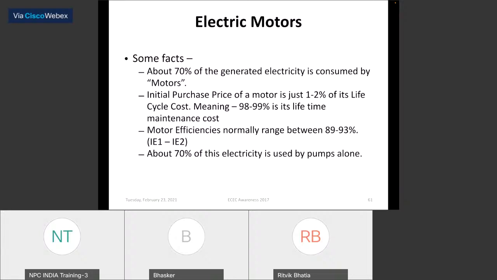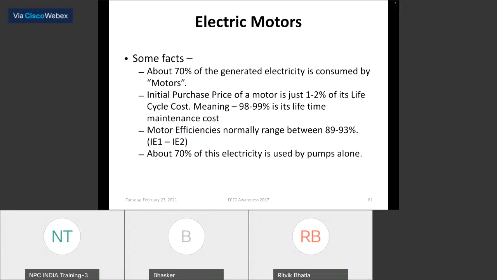If the motor runs for 10 years, the cost of the motor is 10,000 rupees, but the running cost is 22 lakh rupees. So if your motor is efficient, you can find out how much saving is possible and the payback period with good, efficient motors actually. So the initial purchase price is very small compared to its life cycle cost.